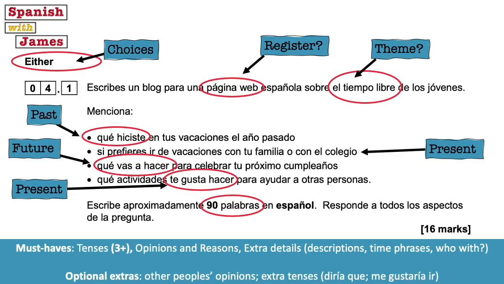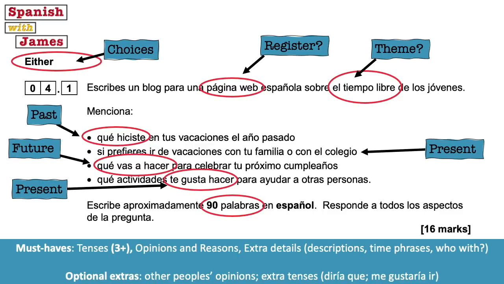Now the must-haves for this 90-word question are at least 3 tenses, some opinions, and ideally some reasons to justify the opinions, and some extra details like descriptions, time phrases, and who with. The reason I tell you to explicitly refer to when things happen, like saying last year or next year, is because if you get the grammar a bit wrong and you don't quite get the tense quite right with the verb, at least the examiner knows what you're trying to say.